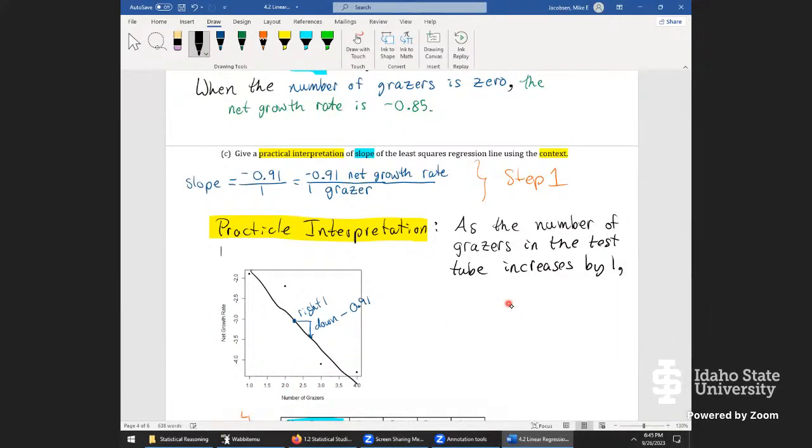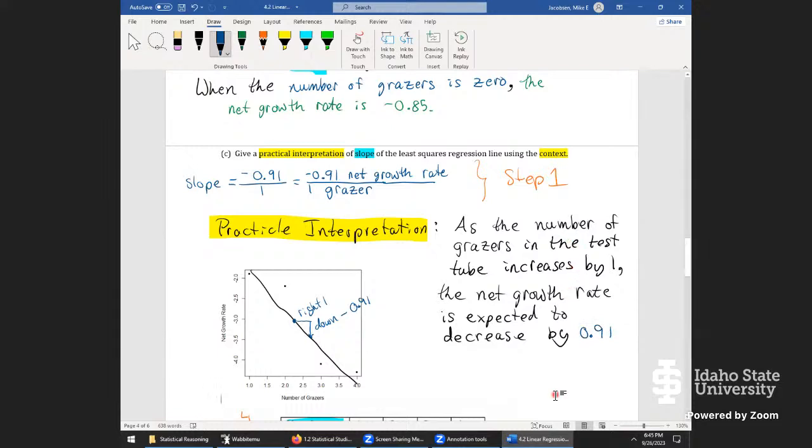We can say the net growth rate. Let me make that look like an actual letter T. There we go. The net growth rate is expected to decrease by 0.91, the value of the slope in this problem. So that's finally our full interpretation.